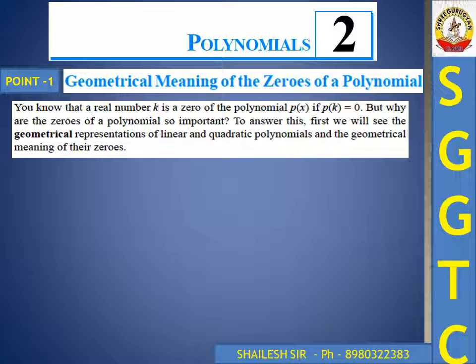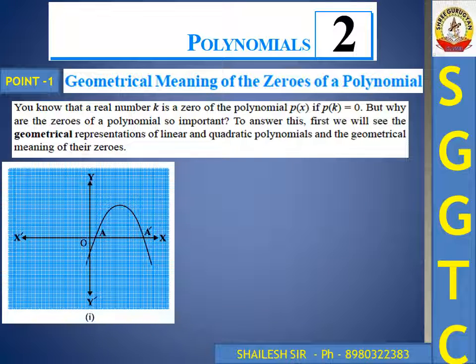But why are the zeros of a polynomial so important? To answer this, first we will see the geometrical representations of linear and quadratic polynomials and the geometrical meaning of their zeros. So let's start. In the first drawing, just look at that curve intersect with the x-axis at 2 points A and A dash. So these 2 points represent the zeros of the given polynomial graph.